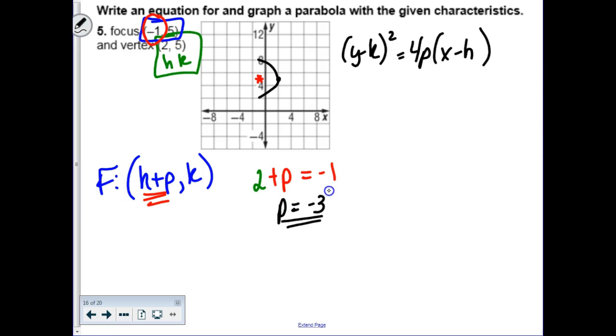So everything you were predicting for me, and now that I look at it, I go, oh yeah, duh, that is totally negative 3 units for p. That makes sense. All right, put everything back into the formula. You have y minus 5 quantity squared equals 4 times this, which would be negative 12, and then x minus 2. Whew, lovely.